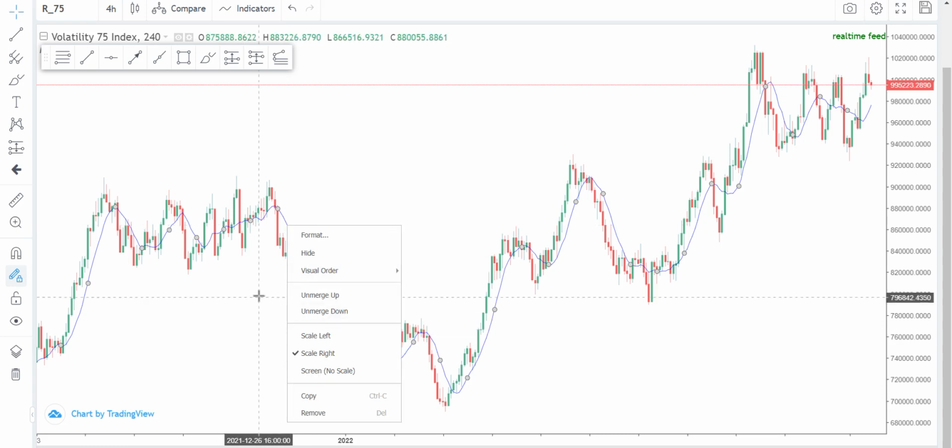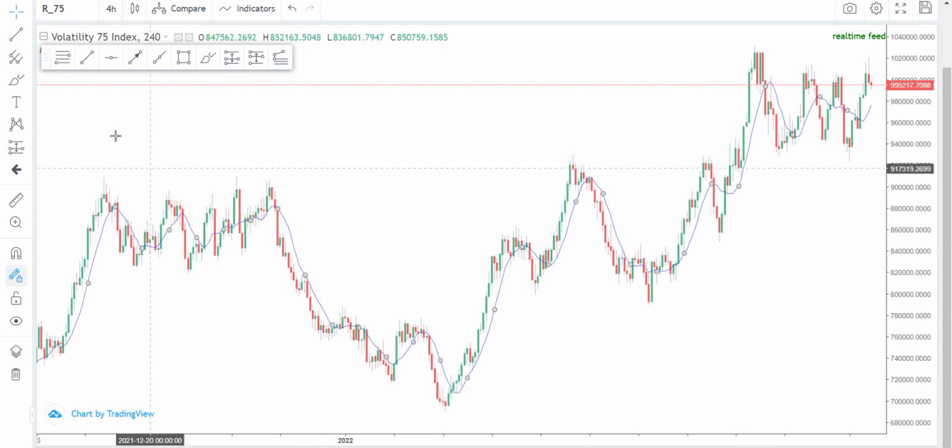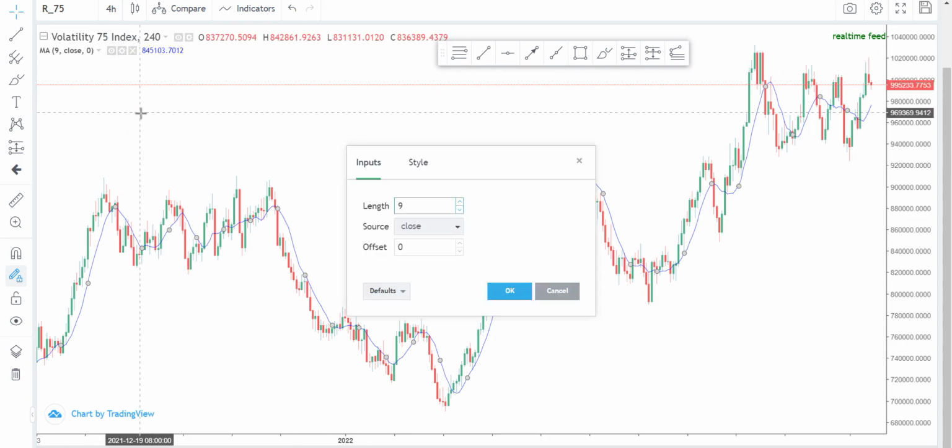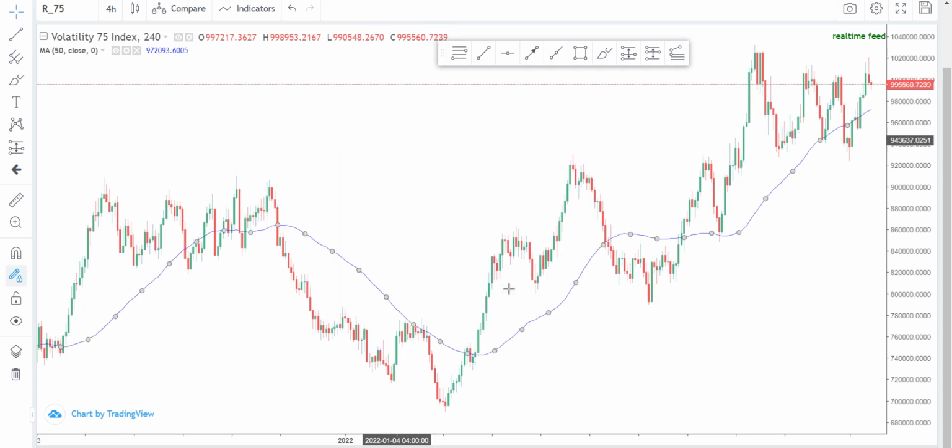So let me take this off. So you have the moving average now. I come to the settings and I change it from 9 to, let's say, 50. So let's say we talk about moving average 50, though people use moving average 100 and 200. The reason for using moving average 100 is because the market can turn around quickly and you don't want to just feel the wrong perspective of the trade.